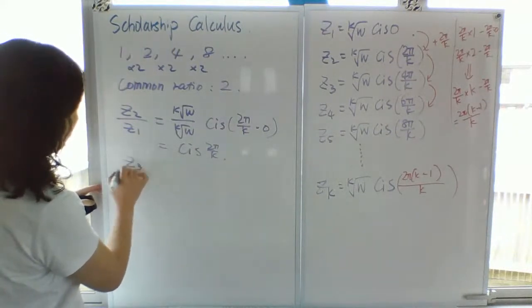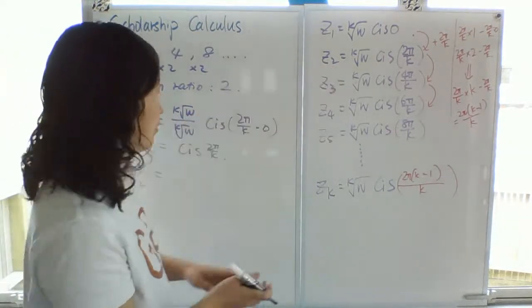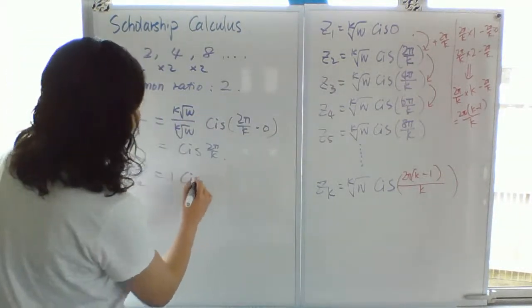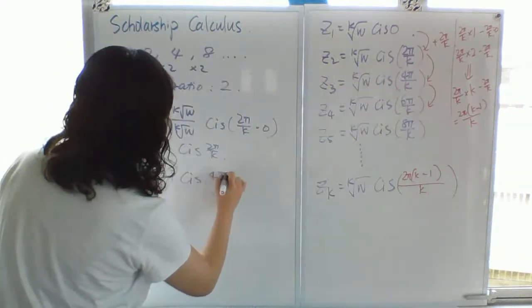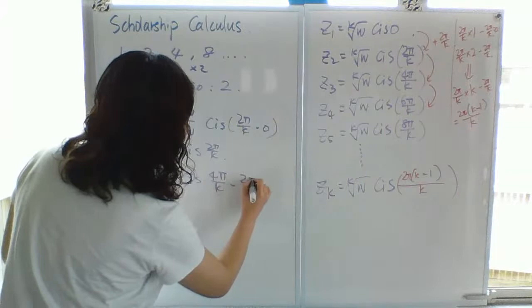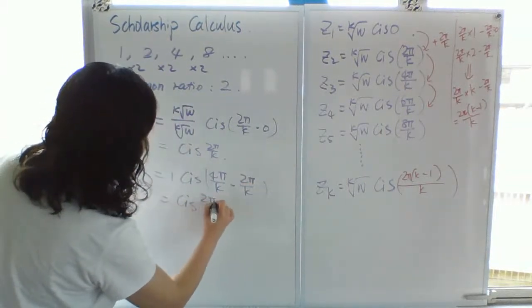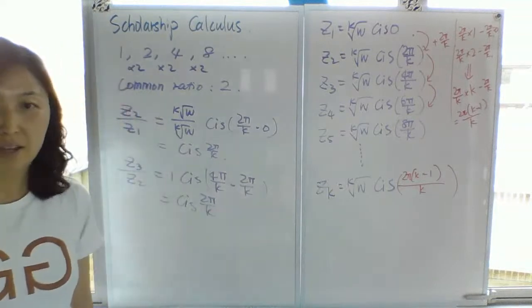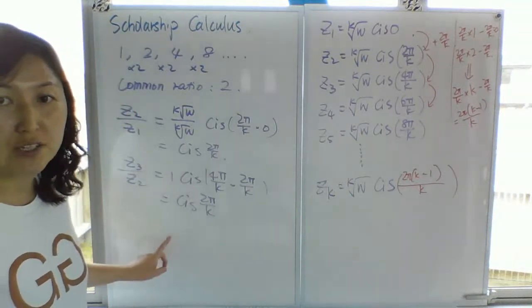So we have Z3 over Z2. Again, the modulus is always the same. When we divide, it's 1. And then we're going to take away the angle. So it's 4 pi on k take away 2 pi on k. So that will give us this 2 pi on k. So now I can confirm that this is a geometric sequence.